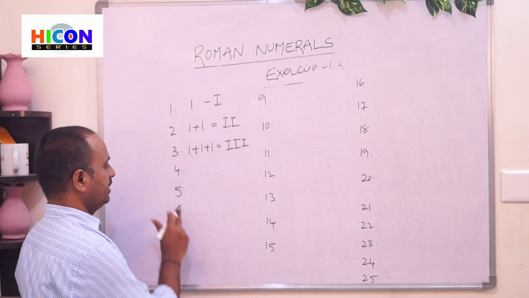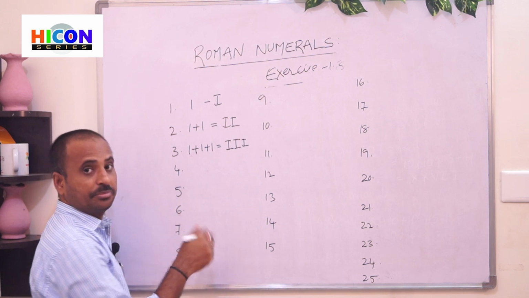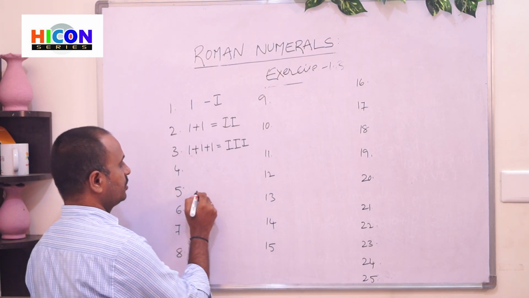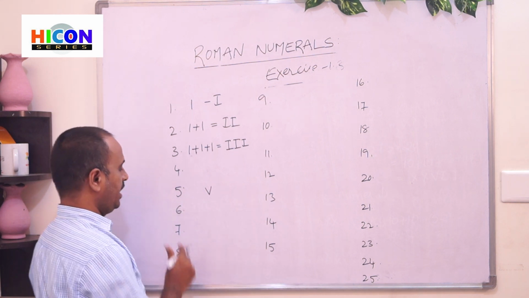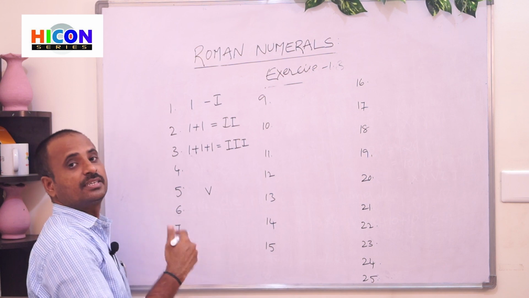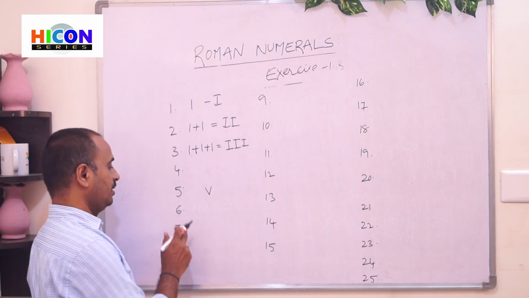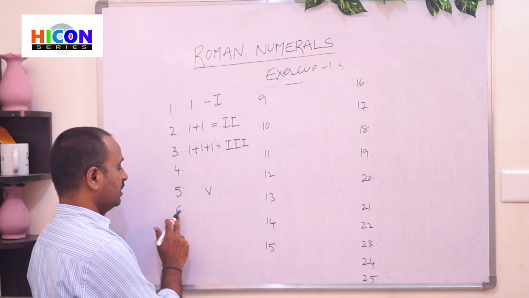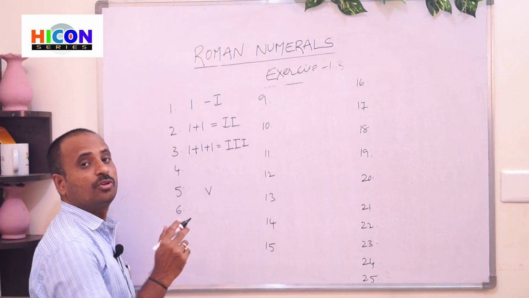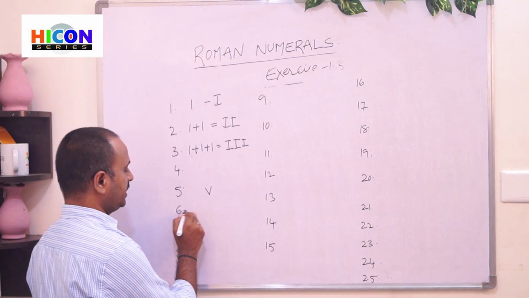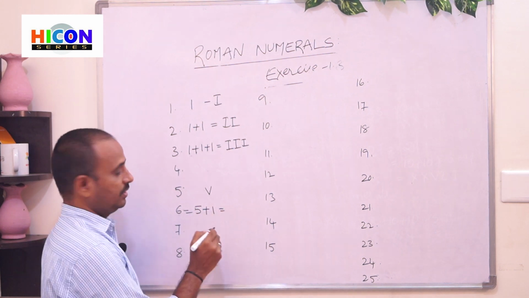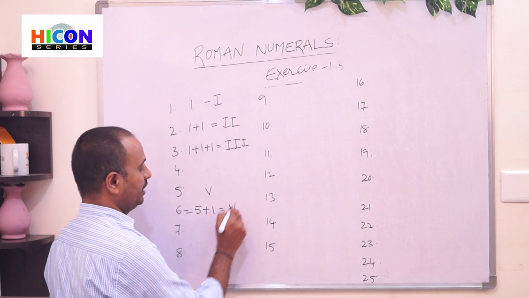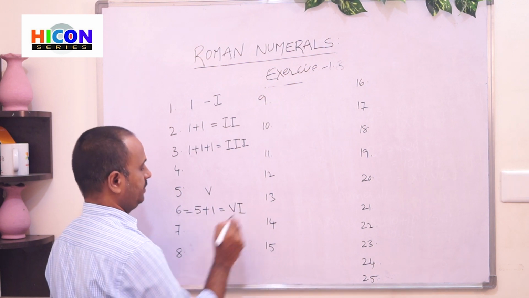So children, in the same way, there is a Roman numeral symbol for 5. So 5 becomes V. And 6, there is no symbol for 6 in the Roman numeral. That's why we have to split 6 into ones and fives. So 6 can be written as 5 plus 1. So 5 means V, 1 means I.